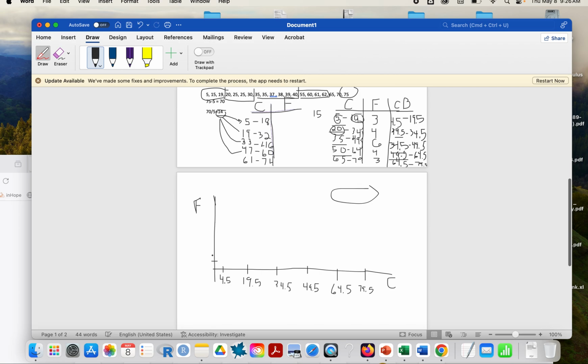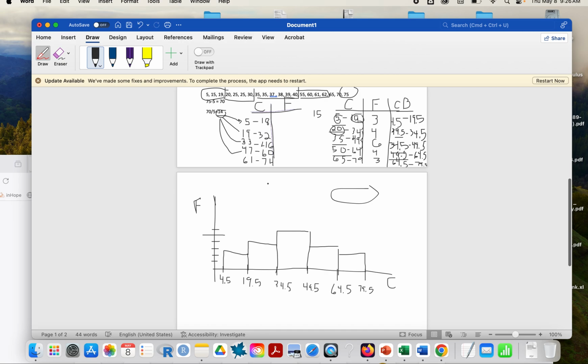Now, this distribution, forgive me for my poor drawing there. Then we go up to 4, then we go up to 6, and then we come back down to 4, and we come back down to 3. This distribution is the beginning of a symmetric distribution.